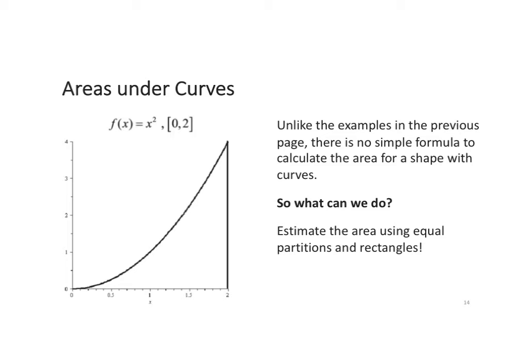And the way we're going to estimate is using equal partitions and rectangles. By equal partitions, we mean we're going to consider the interval over which we're calculating this area, and we're going to partition it into equal pieces. We're going to cut this into equal pieces, and we're going to form rectangles using function values as heights.